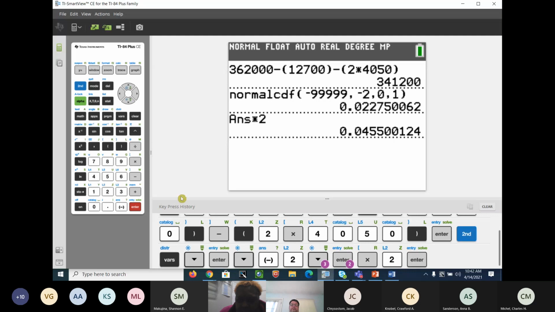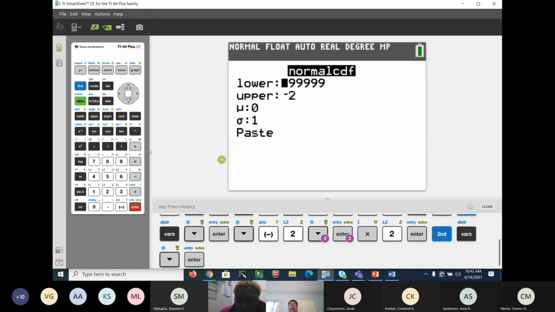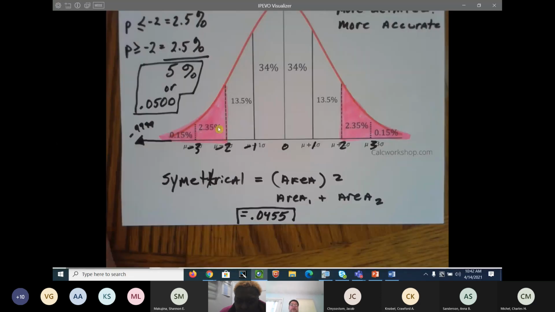Can you do that again? What did you do? Second vars, normal CDF, negative 9999 to negative 2. And that's this area right here, negative 9999 to negative 2. And since they're symmetrical, I'm going to multiply them by 2.